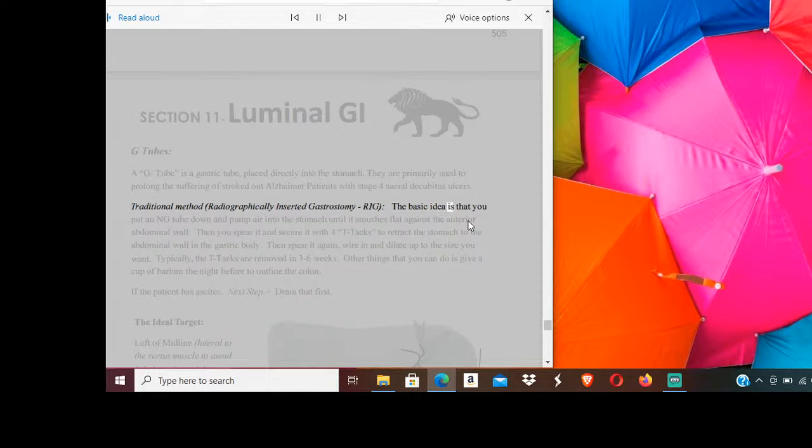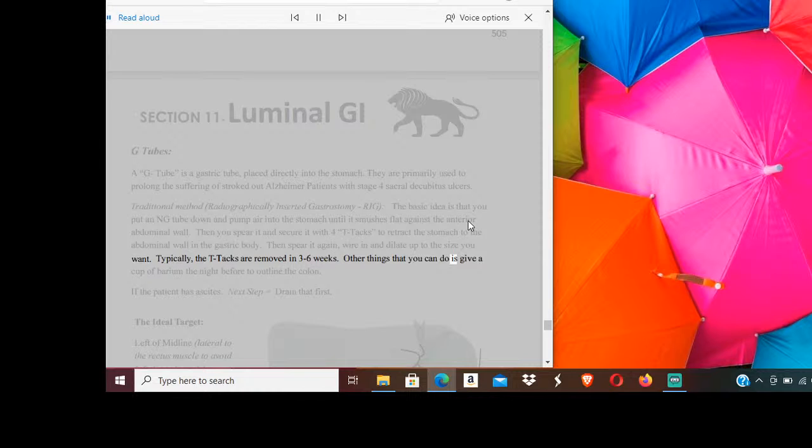The basic idea is that you put an NG tube down and pump air into the stomach until it smushes flat against the anterior abdominal wall. Then you spear it and secure it with 4 T-tacks to retract the stomach to the abdominal wall in the gastric body. Then spear it again, wire in and dilate up to the size you want. Typically, the T-tacks are removed in 3 to 6 weeks.